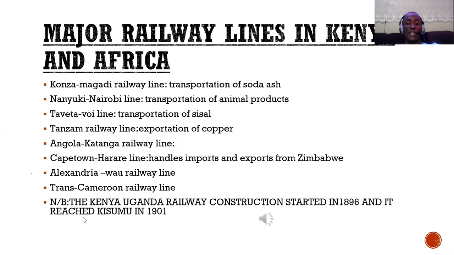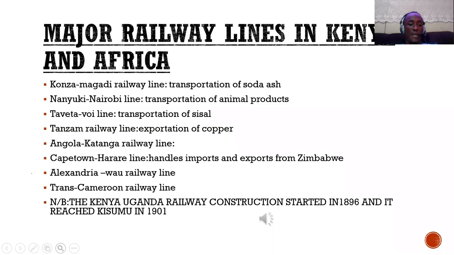The last point down there: the Kenya-Uganda railway line construction started in 1896. It is very important, a question they like asking a lot. It is now the last statement. It reached Kisumu in 1901. So if someone asks you, in which year did the Kenya-Uganda railway line reach Kisumu? The correct answer is 1901. 1901 is when the Kenya-Uganda railway line reached Kisumu, and that is when Kisumu as a town started to develop into the big town that we have today.